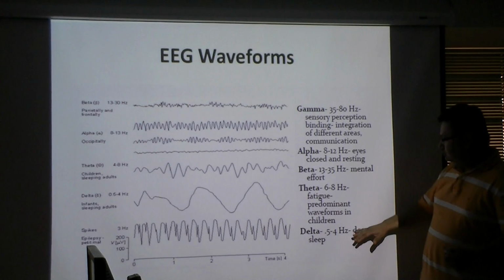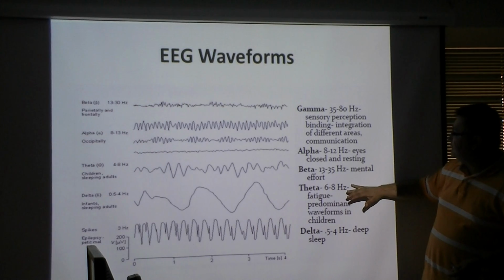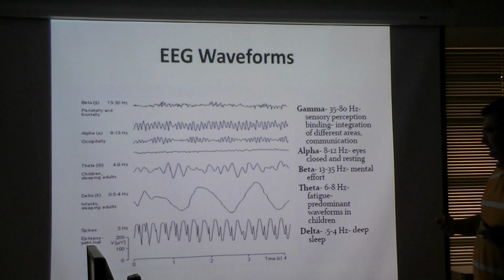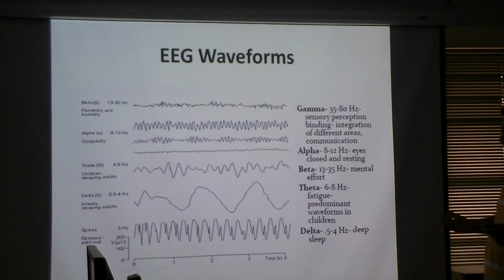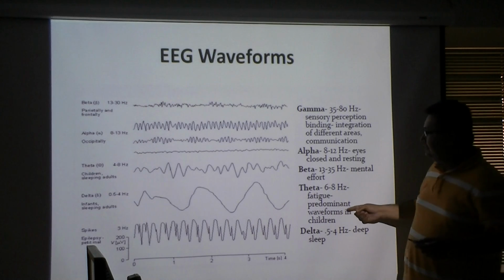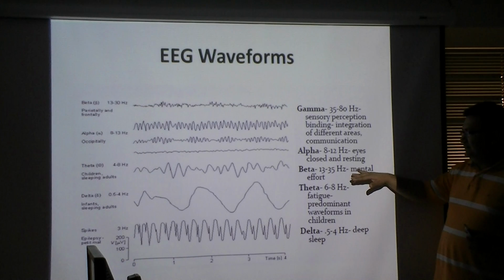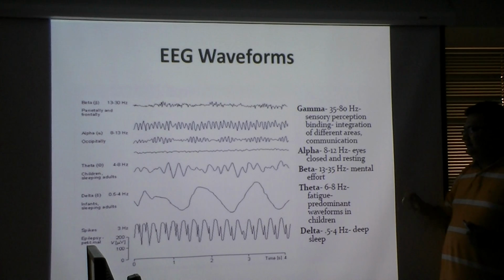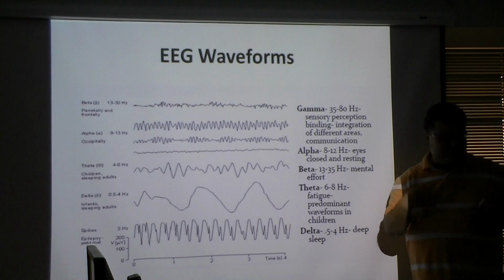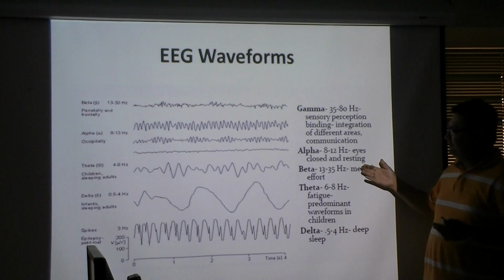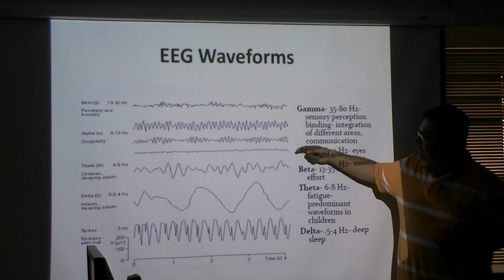From 4 to 8 hertz is called theta. Theta is a fatigue-predominant waveform in children. This is theta, this one. Then if you go higher is beta, from 13 to 35 hertz. This is for mental effort. If we are studying, trying to understand some concept, then this waveform is created.